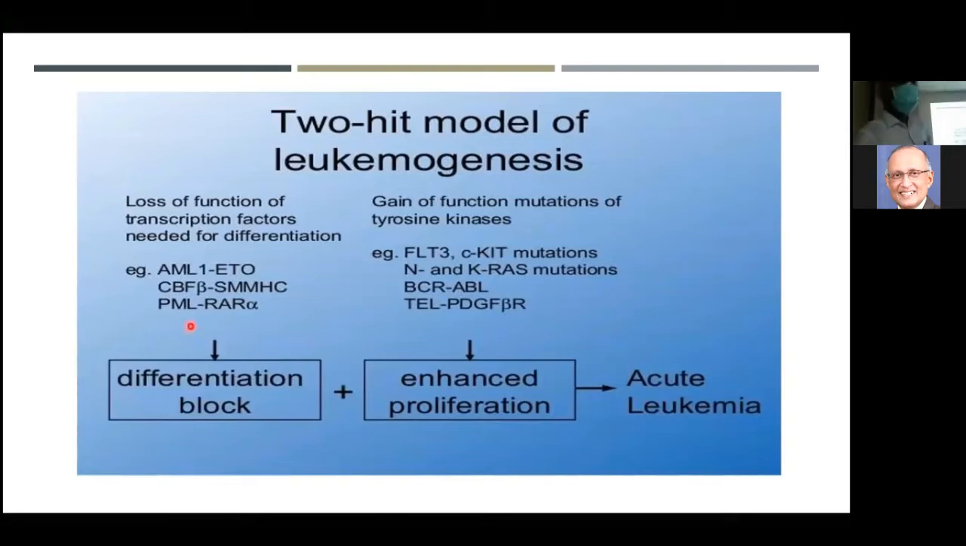So enhanced proliferation and differentiation block. The degree with which the differentiation block occurs or the proliferation is triggered will define what kind of presentation. Say if it is a promyelocytic leukemia, it's more of a differentiation block. They get arrested at the promyelocyte level. They don't go forward. Then there is proliferation. These promyelocytes will proliferate, and that will lead eventually to acute promyelocytic leukemia. So what is the trigger? It's the PML-RARA translocation. Then differentiation arrest, then proliferation. So it happens stepwise.